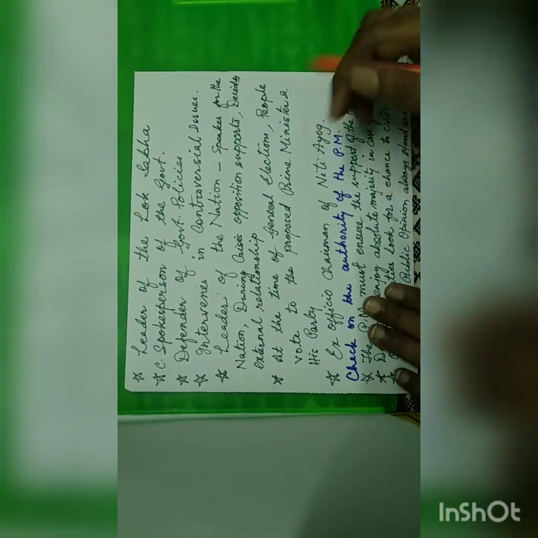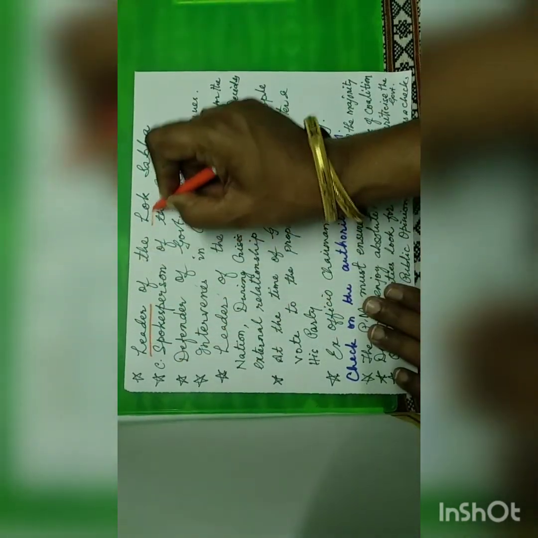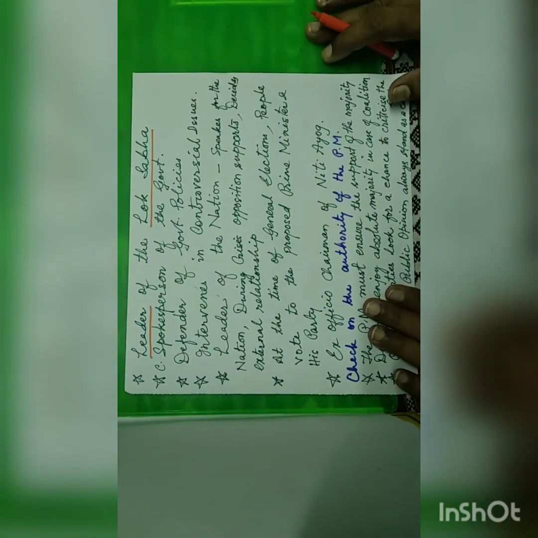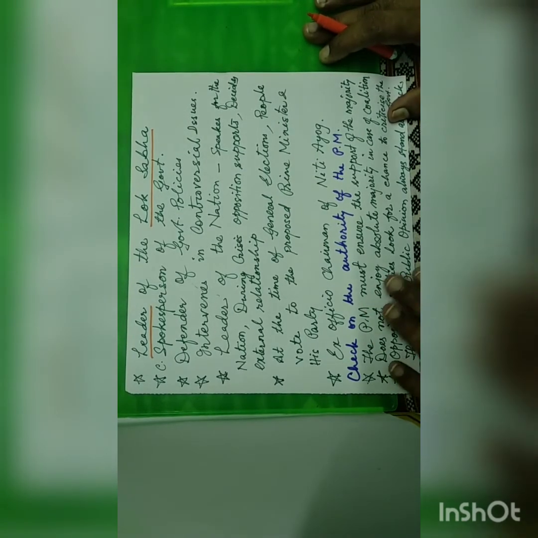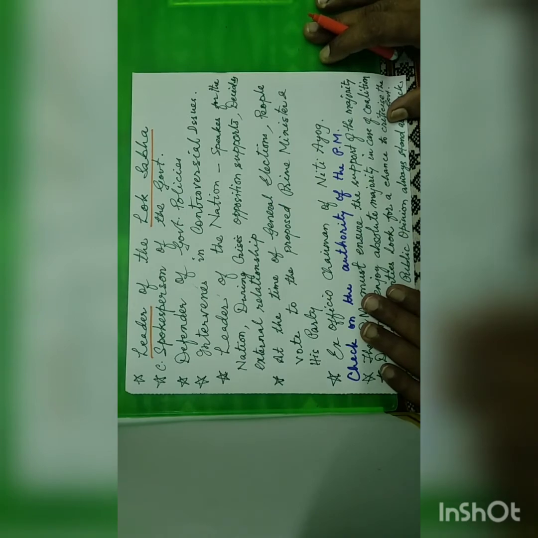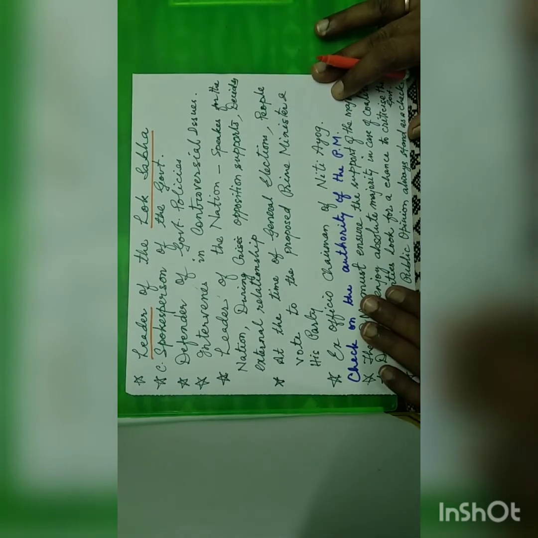The Prime Minister is also the leader of the Lok Sabha. The Lok Sabha is the elected representatives body. All members of Lok Sabha, that is 543 members, are elected by the common people. So this is the House of People, and this house is led by the Prime Minister.